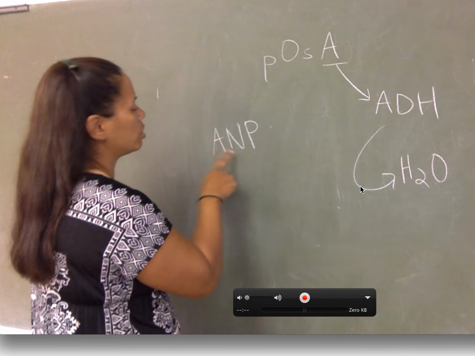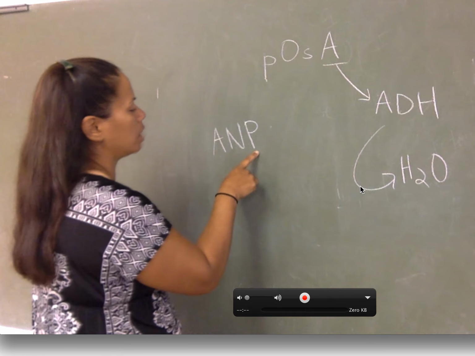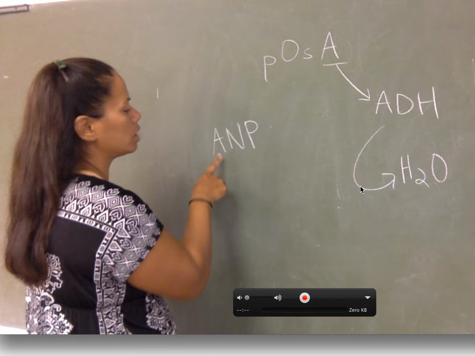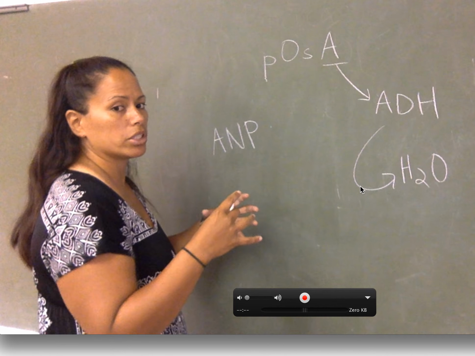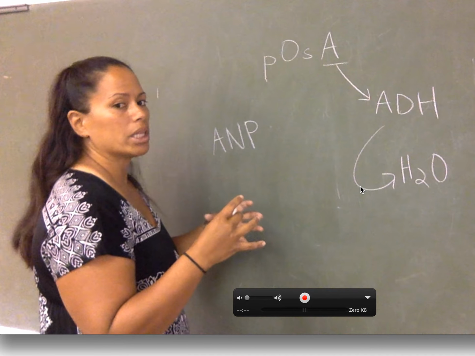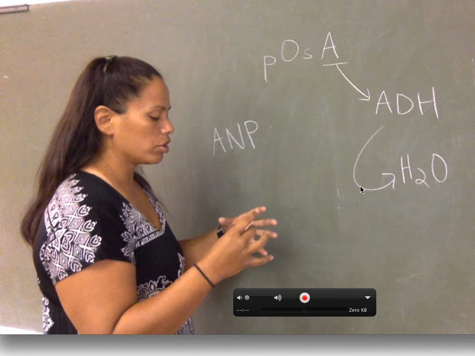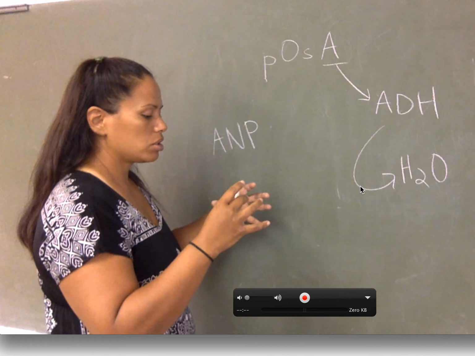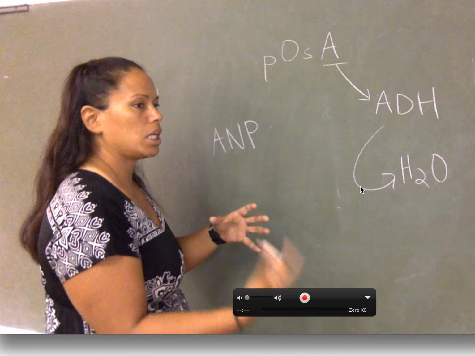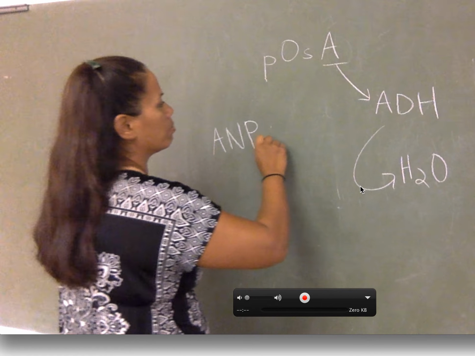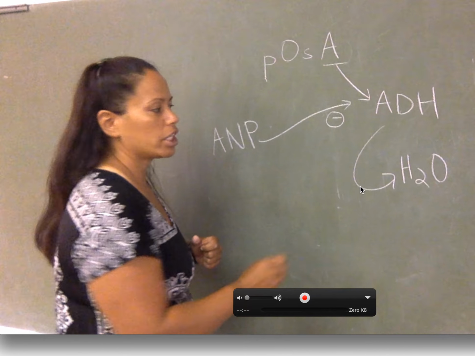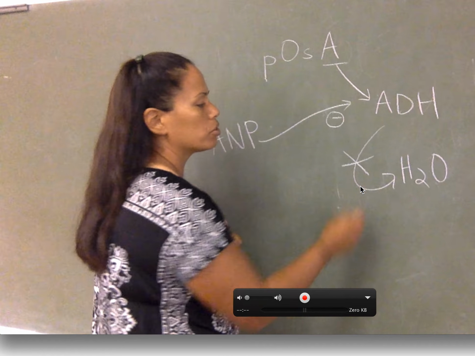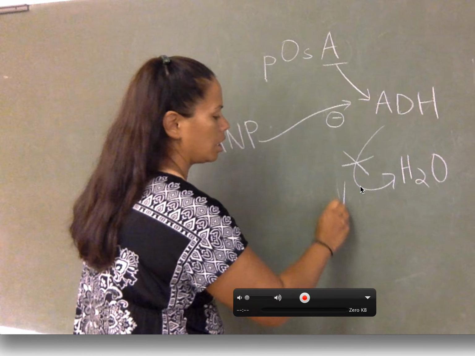So atrial natriuretic peptide is basically a hormone that comes when the heart is stretched, or the atria, the top of the heart, is stretched too much. You don't want that much blood and volume inside of the heart. What you do is you try and get rid of it by peeing it out. It blocks ADH. If I block ADH, can I absorb water? If I don't absorb water, what happens to it? I pee it out.